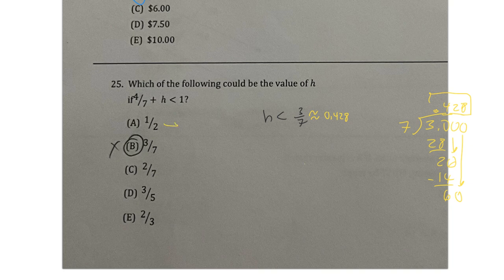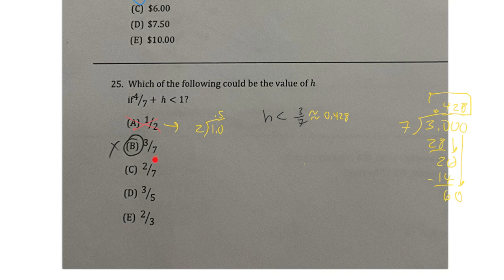Now, 1/2 is 1 divided by 2. That's really 1.0 divided by 2. And you're going to quickly see that that's 0.5. But remember, that would not work because we want h to be less than 0.428. 0.5 is more than 0.428. So this one is gone.